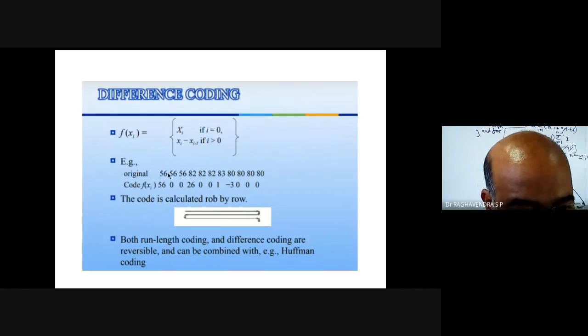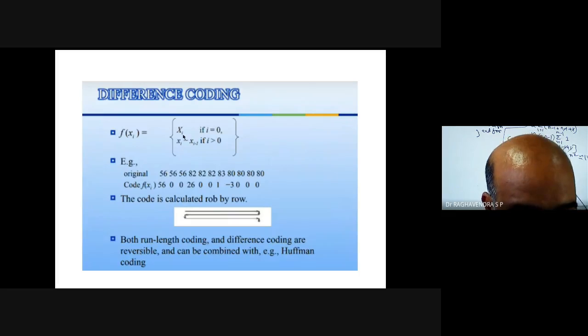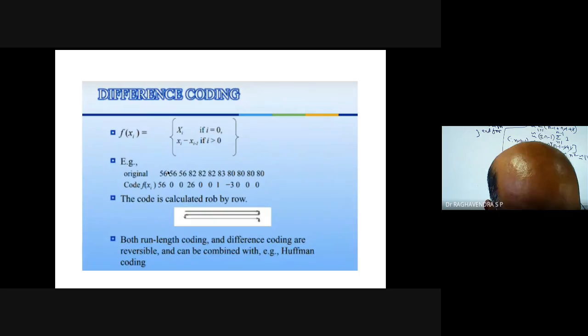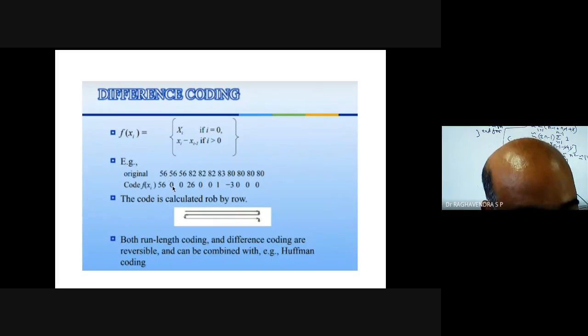Since i is equals to 0, this is i equals 0, this is i equals 1, this is i equals 2, and so on, okay? I is equals to 0 irodrinda, xi na hage itkondidini, that is 56 will be taken as it is. Sarina? Yes, sir. Next banni ivaga second value, second 56. Now i is equals to 1, means i is greater than 0 because 1 is greater than 0. So xi minus 1, that is 56 minus its previous value, 56 minus 56 is 0. So that is why 0 will be taken here.